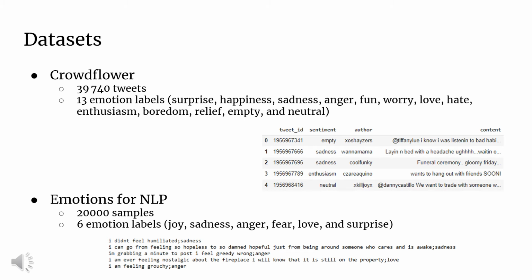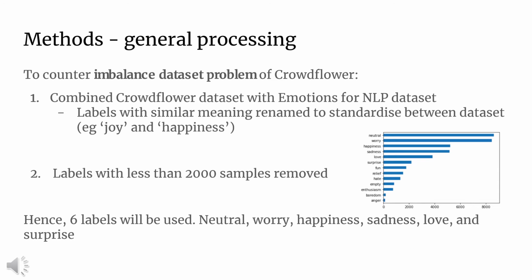In this project, we will be using the two datasets as shown. Moving on to the methods, we first perform general processing to counter the imbalanced dataset problem of CrowdFlower. We first combined the CrowdFlower dataset with the Emotions for NLP dataset and removed labels with less than 2,000 samples. After this processing step, our dataset consists of the 6 labels as shown.